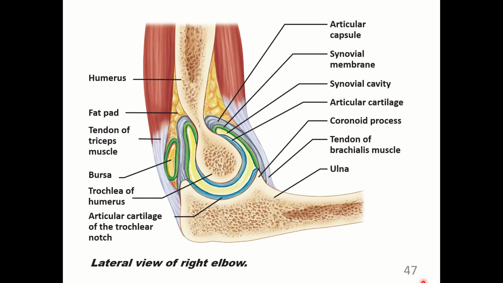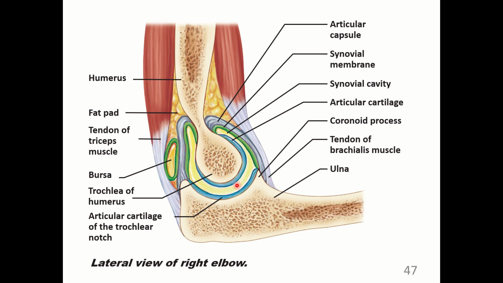This illustration shows the articular surfaces of the humerus. Here we see the trochlea of the humerus, which is a wheel-like condyloid structure. And then the ulna has this notch in it called the trochlear notch that fits with the trochlea of the humerus.